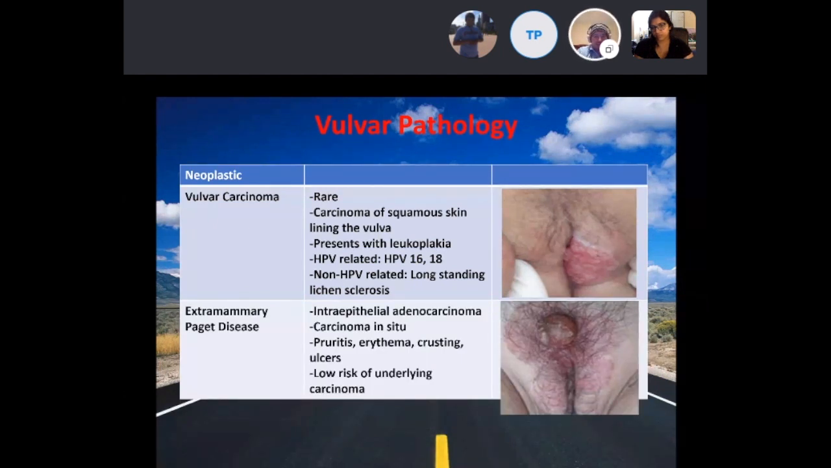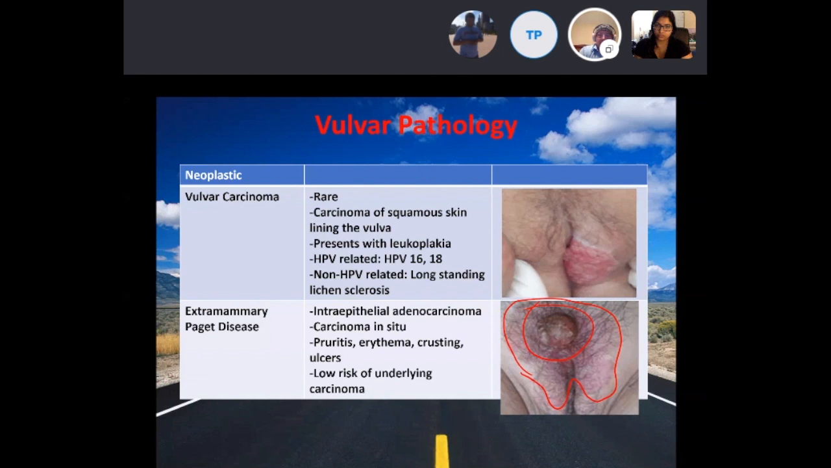And we've got extramammary Paget's disease, or Paget's disease of the vulva. This is intraepithelial adenocarcinoma, carcinoma in situ, which means we know that it has gotten through all the layers of the epithelium, but has not broken through the basement membrane. So patients present with pruritus, erythema, and crusting of their ulcers, and there is a low risk of underlying carcinoma.